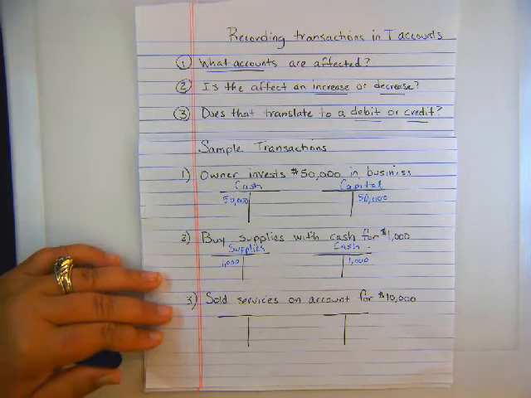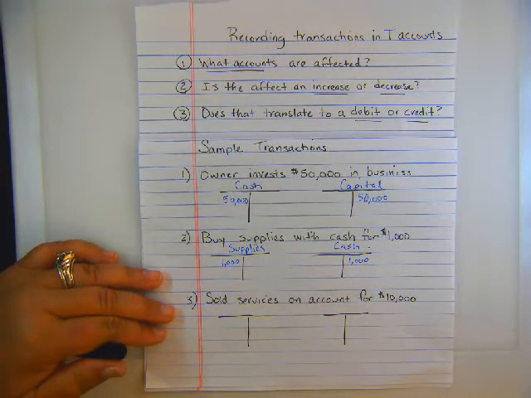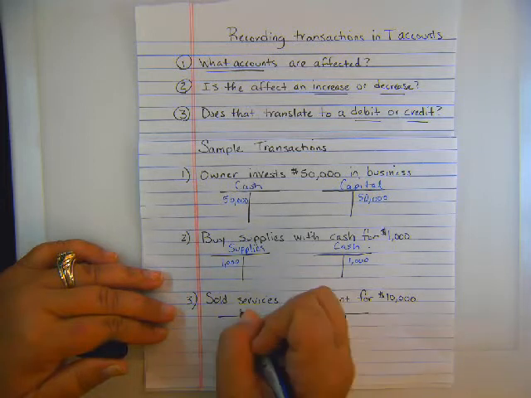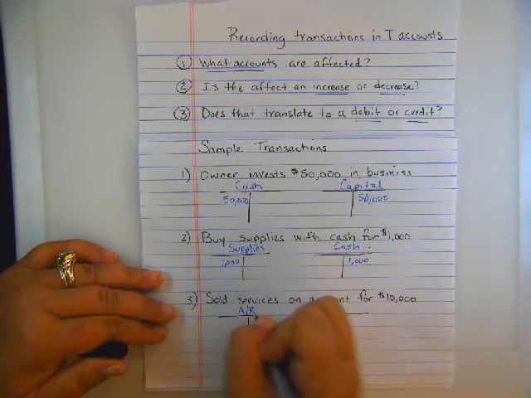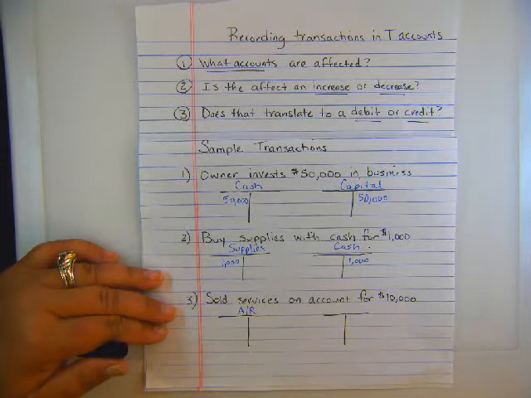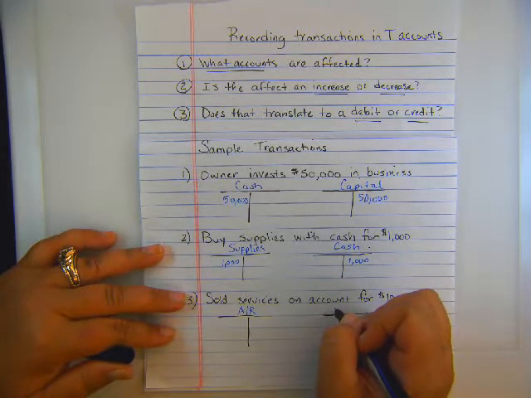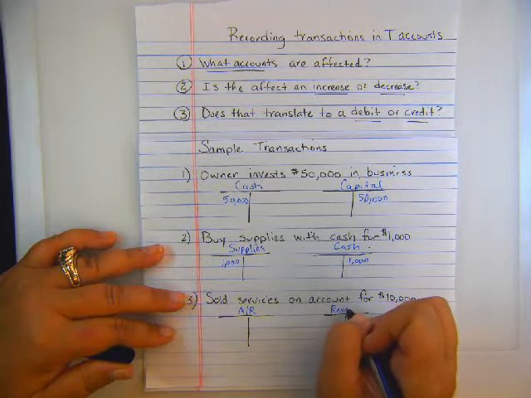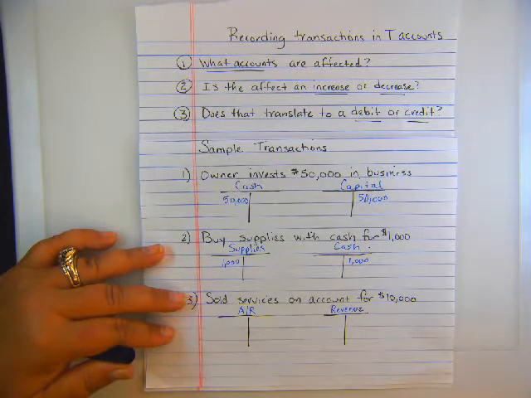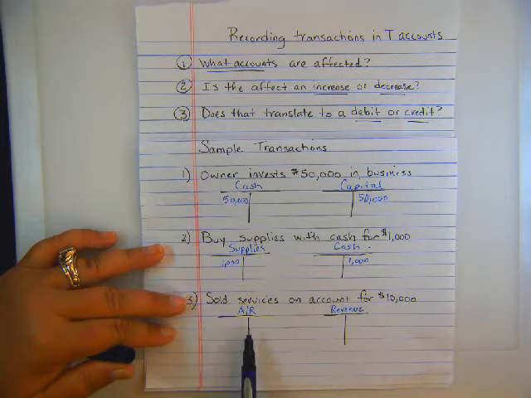And the third transaction, sold services on account for $10,000. So, what 2 accounts are affected? There's no mention of any cash being involved here. We sold services on account. That tells me that was accounts receivable, which I'm going to abbreviate AR. And we also made a sale, so that's going to be revenue, or some people might call it service revenue or sales revenue. So these are our two accounts.